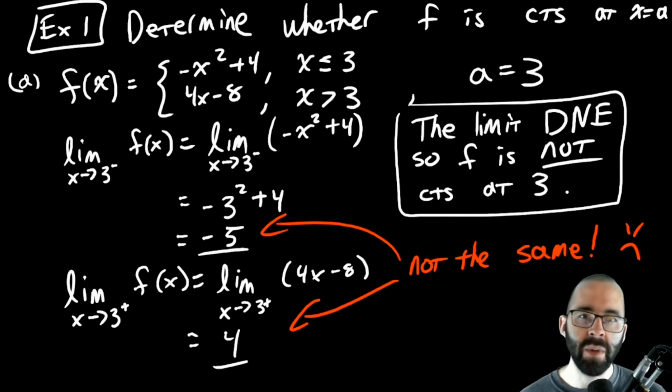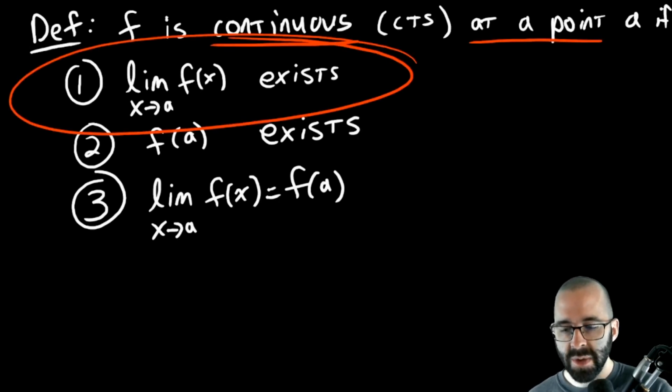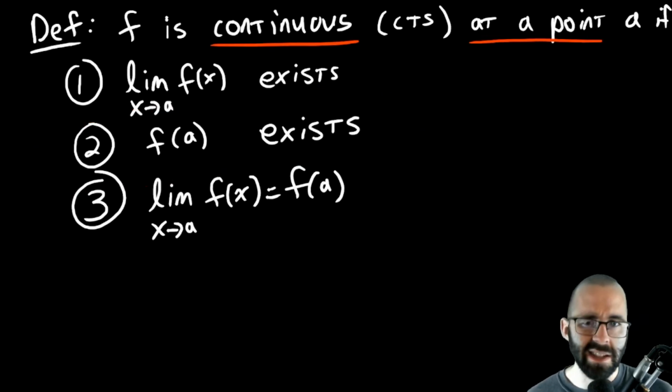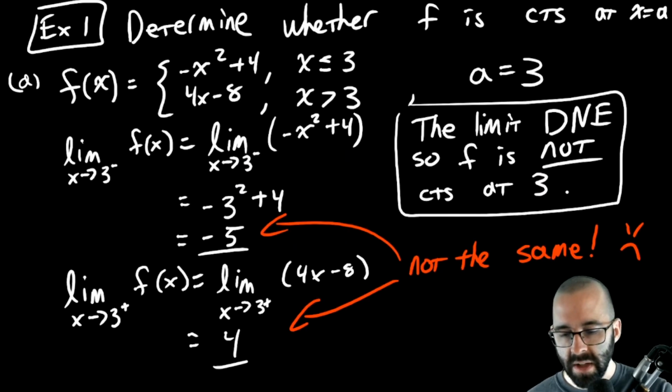That's one way that we can check whether something's continuous, and one way that something can fail at being continuous. To be continuous, the limit has to exist. Oh, we failed that. The function has to exist. We actually did have that. And the limit has to equal the function. Let's do another one. Part B.